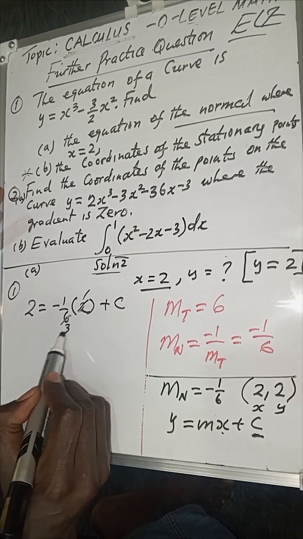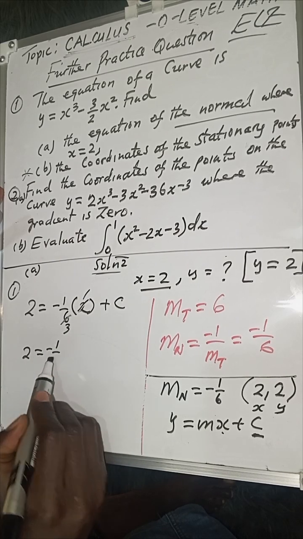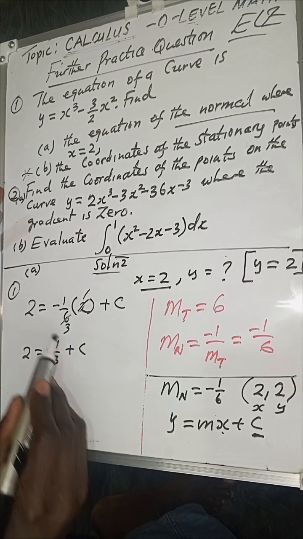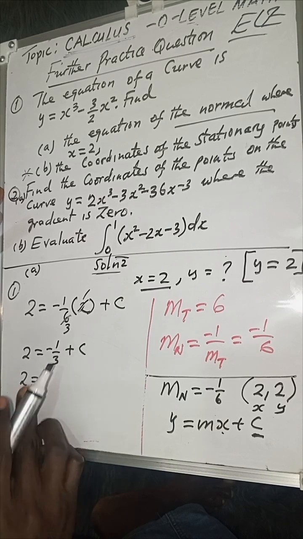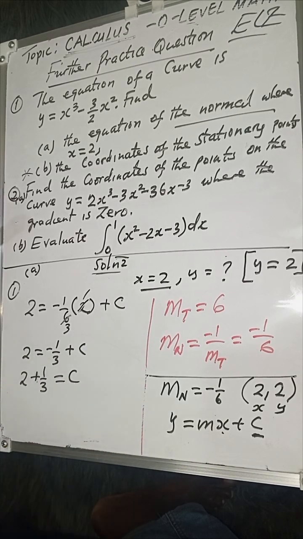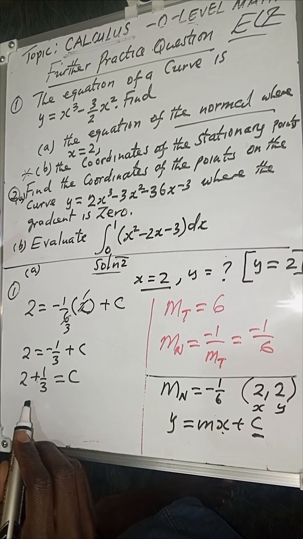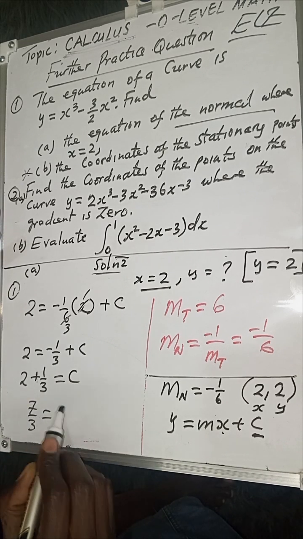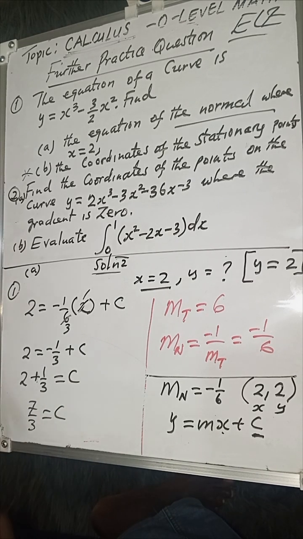2 there, 1, 2 there, 3. So it will be 2 is equal to negative 1 over 3 plus c. When this goes to the other side, it will become a positive 1 over 3 is equal to c. So in this case, 2 plus 1 over 3, that is going to give us 7 over 3 is equal to c. So our y-intercept is that.